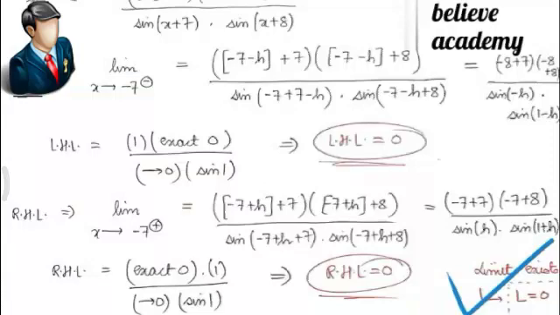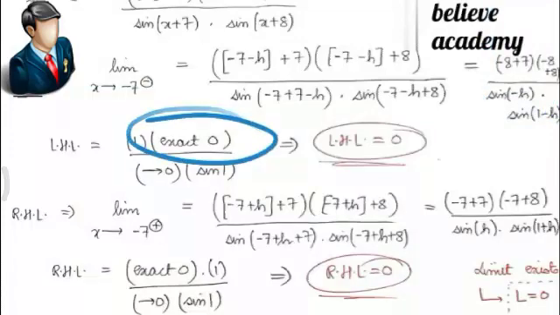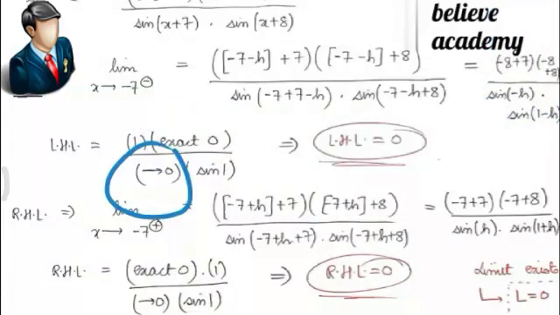Please don't start applying L'Hopital's rule here, differentiating and all that stuff, because we have exact 0. If it tended to 0 whole upon tended to 0, then you should have thought about that, but it is equal to exact 0. So please fix this exact 0 point in your mind.